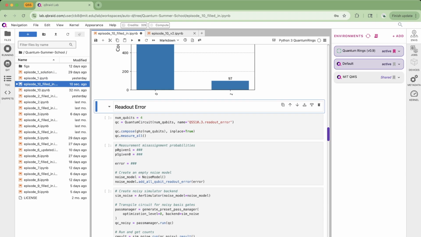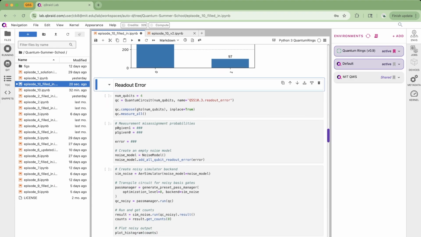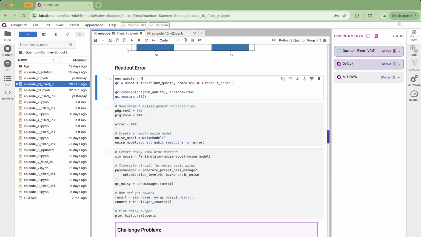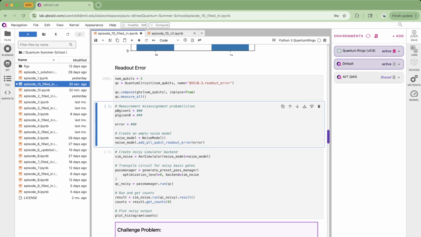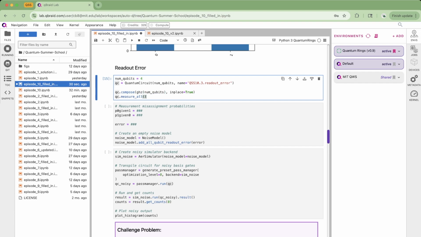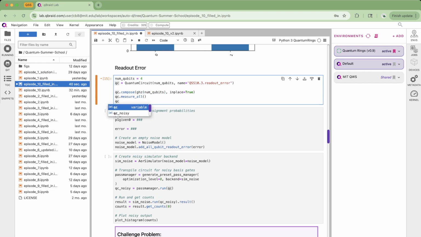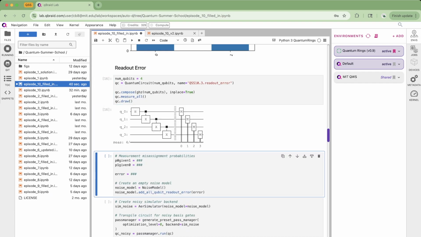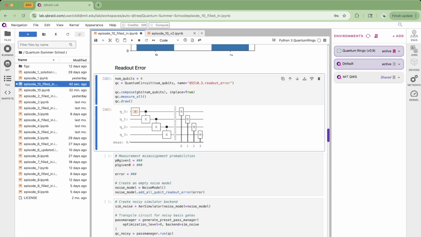Another common type of error is a readout error. Basically, the act of measuring your qubit actually changes the qubit. Let's use the GHZ circuit as our circuit. Maybe let me just draw this so we all know what we're talking about. We're just making the state 0,0,0 plus 1,1,1.